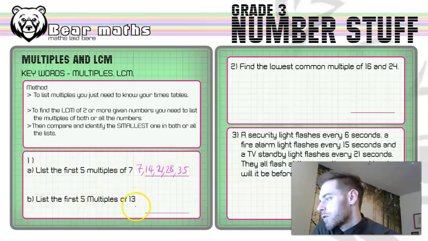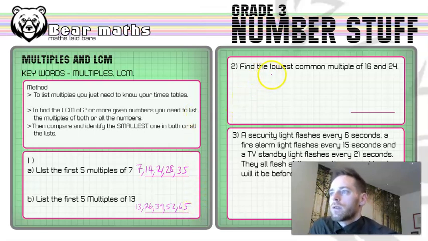In B, we might not necessarily know our 13 times table, but we can just add 13 each time. So 13, add 13 is 26, add another 13 is 39, add another 13 is 52, add another 13 is 65. Now, in number 2, we've got to find the lowest common multiple of 16 and 24.